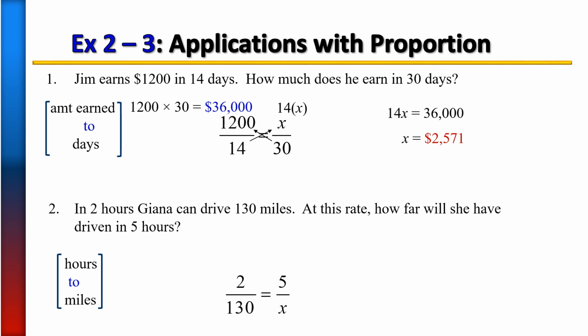Once you have your equation set up, your next step is to proceed with cross multiplication. Starting with my variable side, I'm going to have 2 times x, which is 2x. And on the other side, I'm going to have 130 times 5, which is 650. What's my next step to solving this equation? That is correct. I need to divide by 2. Whatever you do to one side, you do to the other. And what will x be?